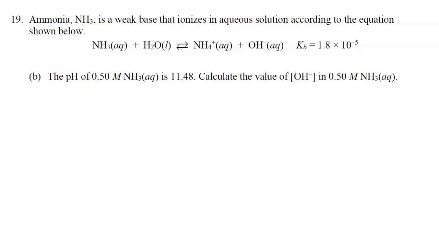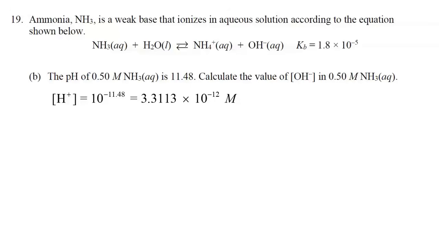Now, if we know the pH, we can calculate the concentration of H+ by doing the reverse of the negative log. The reverse of the negative log is 10 to the minus pH. So the concentration of H+ is equal to 10 to the minus 11.48. And when we do that calculation, we get 3.3113 times 10 to the negative 12 moles per liter. That number is the concentration of H+. We're trying to get the concentration of the hydroxide ion, OH-.